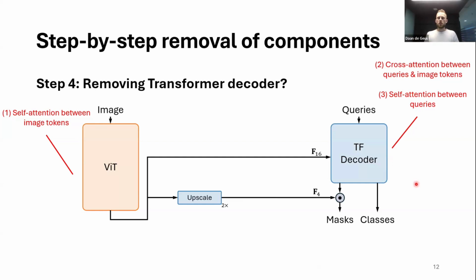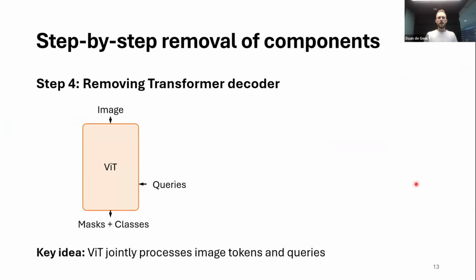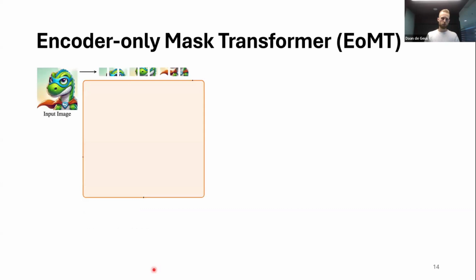Now, we thought, can we not just consolidate this into a single transformer that does all of these operations in parallel, that does everything jointly? This is exactly the idea. We just use a single vision transformer encoder that not only takes the image as input, but also these learnable queries and jointly processes the image tokens and the queries. Now you may be wondering, how do we do this exactly? I'll take you through it.